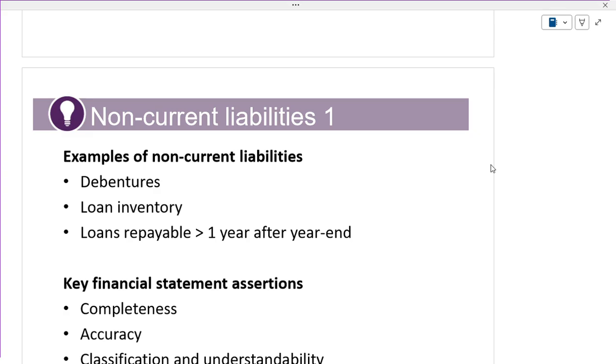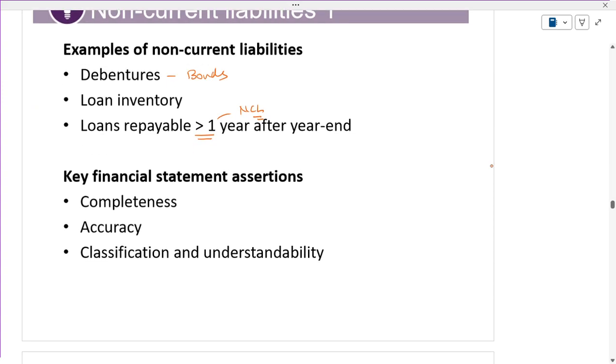Now, till now we have been talking about current liabilities. Now we are talking about non-current liabilities. What are the non-current liabilities? You have debentures, in other words, bonds. You have loans. Any loan which is repayable in more than 1 year is going to be identified as a non-current liability.